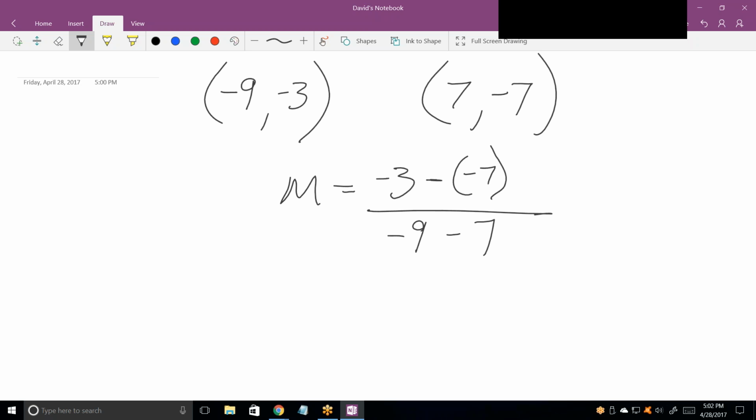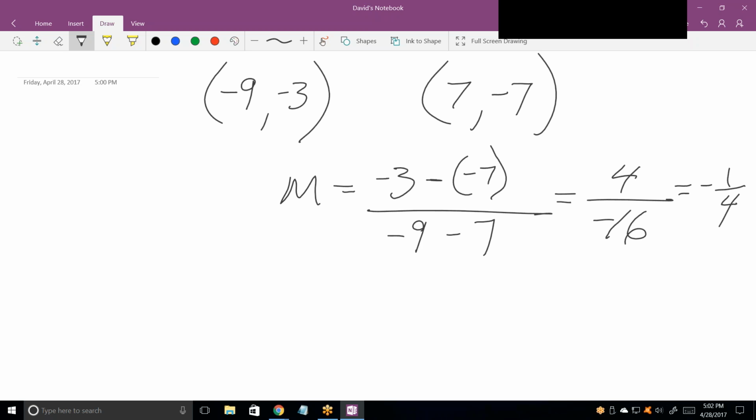I would not be able to reverse that and say 7 minus a -9. In other words, you've got to go the same direction in the numerator and the denominator. The numerator is +4. The denominator is -16. So your slope is -1/4. Now that you have the slope, there are various ways to finish the problem.